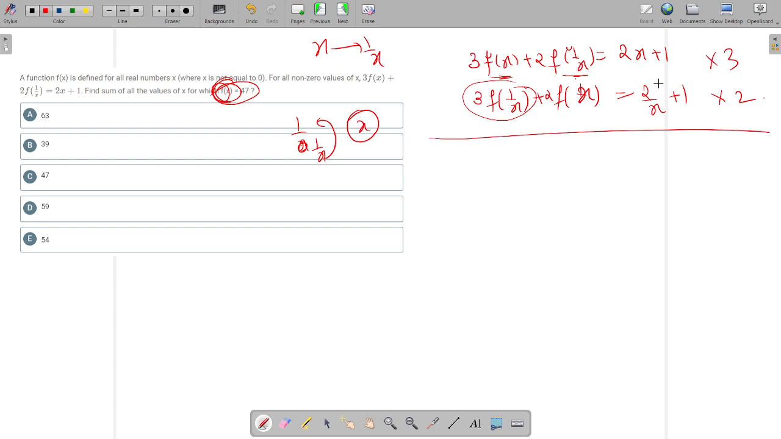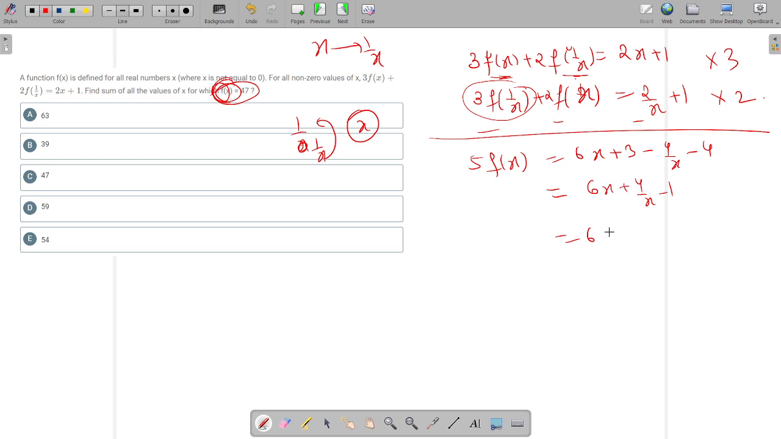So this becomes 9fx and this becomes 4, so this we can write as 5fx. And this becomes 6, this becomes 6, cancels. We are multiplying and then subtracting. So this is nothing but 6x plus 3 minus 4 by x minus 4. So this we can simplify and we can write it as 6x plus 4x minus 1.